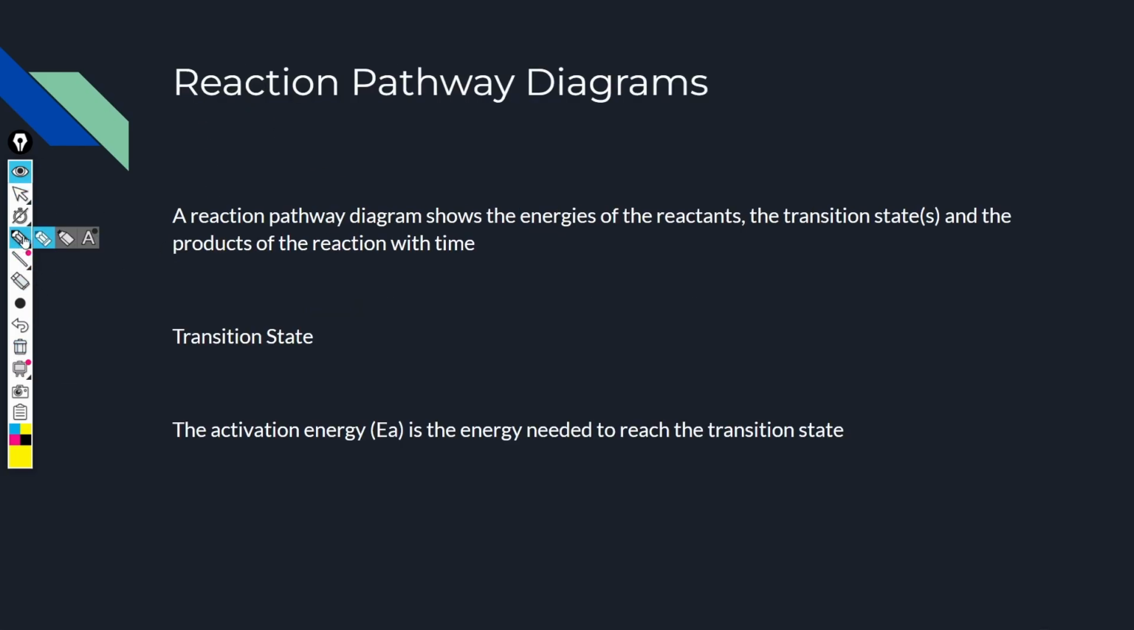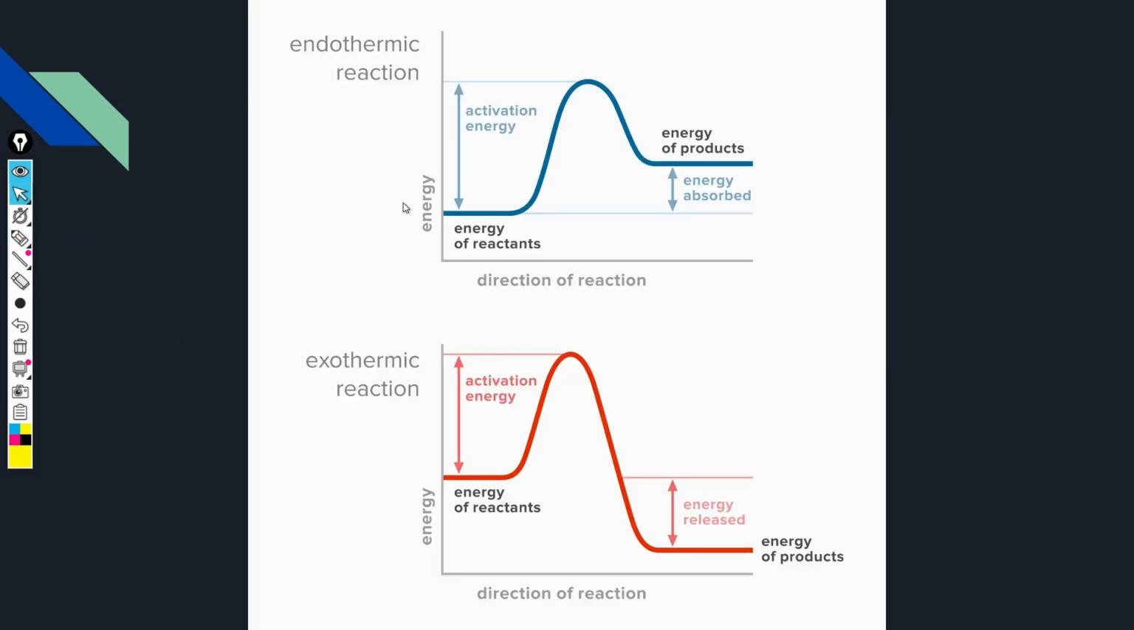And let's look at how you draw these enthalpy changes. So we're drawing them using a reaction pathway diagram. And it basically shows us the energies of the reactants, the transition state, which I'll talk about later, and the product of the reaction as the reaction progresses. So the transition state in a reaction pathway diagram is just the area where the bonds are being partially broken and new bonds are being formed. And the activation energy is basically the amount of energy you need to reach that transition state.